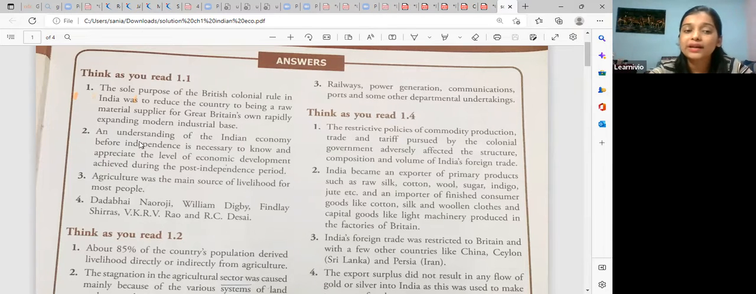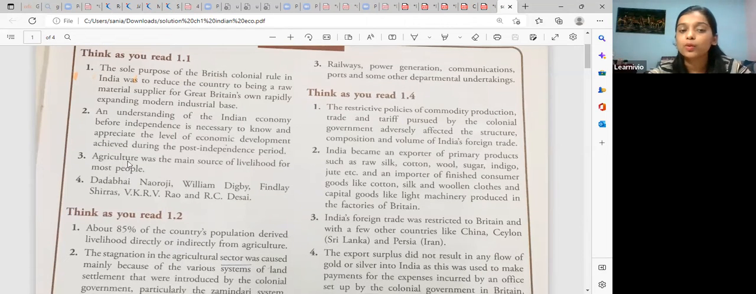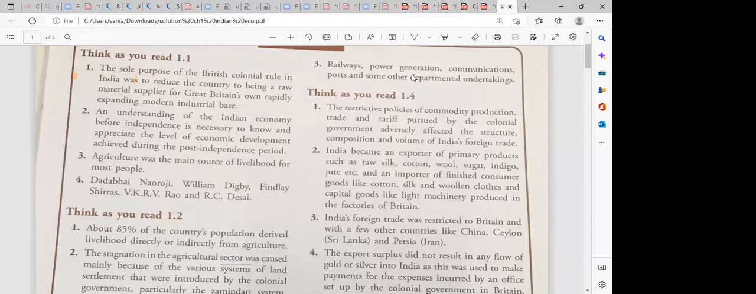An understanding of the Indian economy before independence is necessary to know and appreciate the level of economic development achieved during the post-independence period. Agriculture was the main source of livelihood. And talking about economists: Dadabhai Naoroji, William Digby, Findlay Shirras, V.K.R.V. Rao, R.C. Desai, these are the economists. Clear? Yes, ma'am.